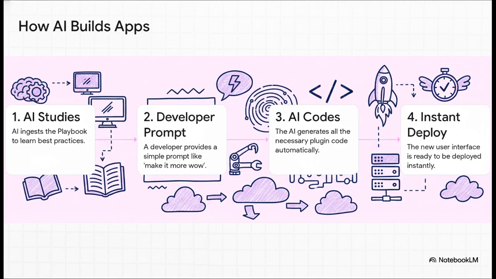Then, a developer gives it a prompt. And get this, it doesn't even have to be technical. It can literally be as simple as, make it more wow. The AI takes that vibe, cross-references it with the rules in the playbook, and generates the entire plugin. And just like that, the new UI is ready to go, instantly.